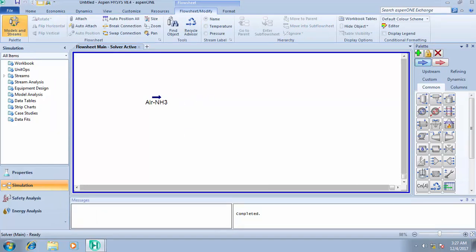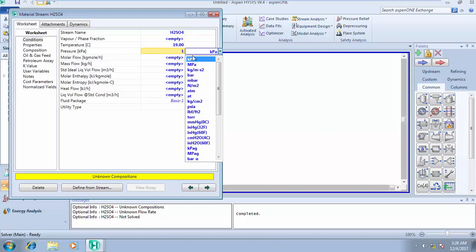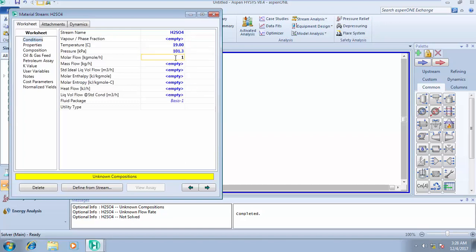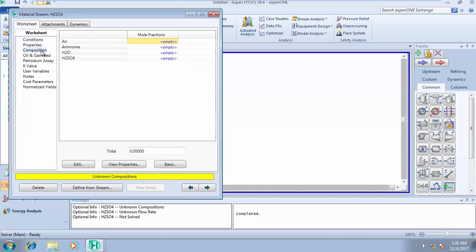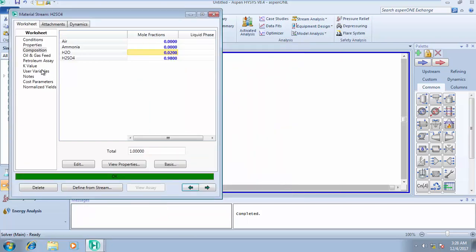So the next thing we need to add is H2SO4. Okay, you are running this design, so you have to define your H2SO4. So for me, I will choose 19 degrees, and the pressure, let's assume this is at 1 atmosphere, and a molar flow of 1000. Okay, so let's go to this. So we have 0.98 given to us from the question, and water is 0.02. Okay, so that defines everything.